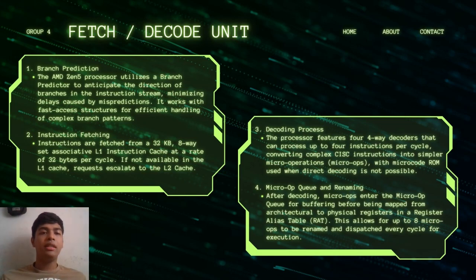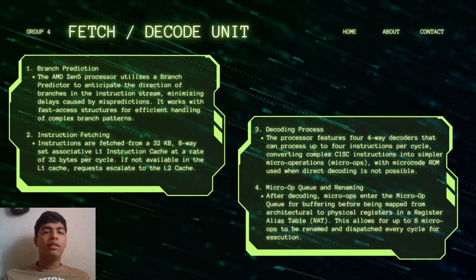The AMD Zen 5 processor utilizes a branch predictor to anticipate the direction of branches in the instruction stream, minimizing delays caused by missed predictions. This branch prediction only works with fast access structures for efficient handling of complex branch patterns.